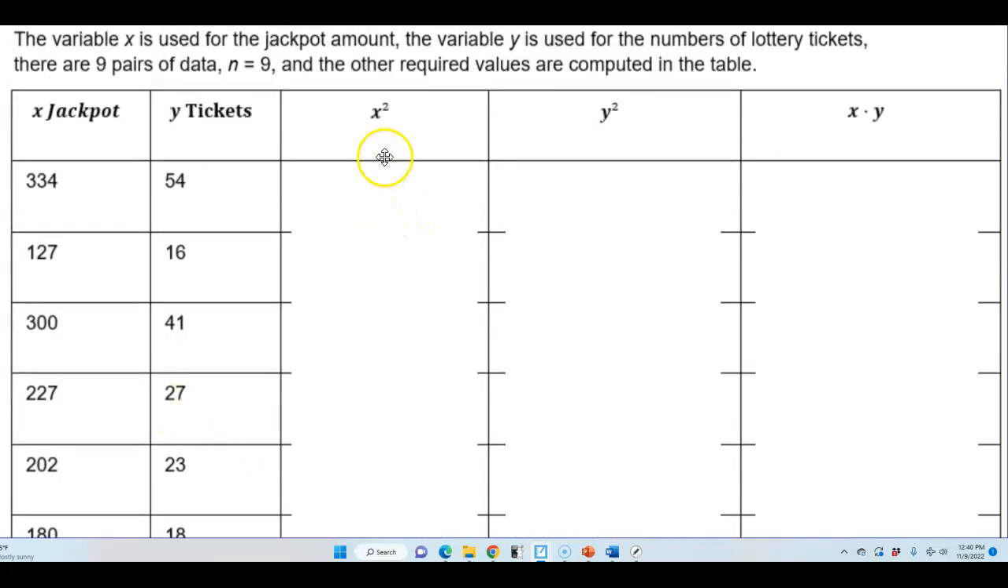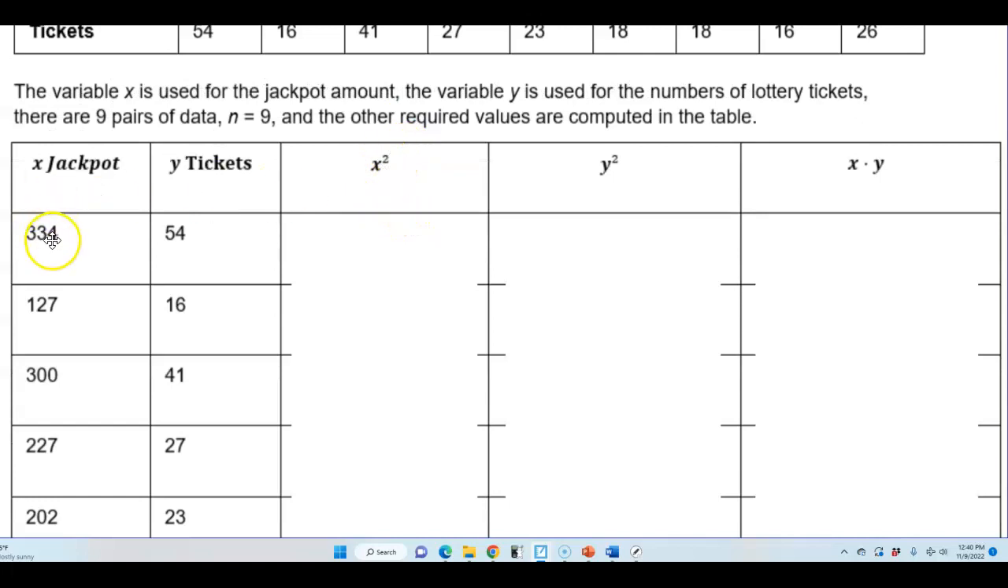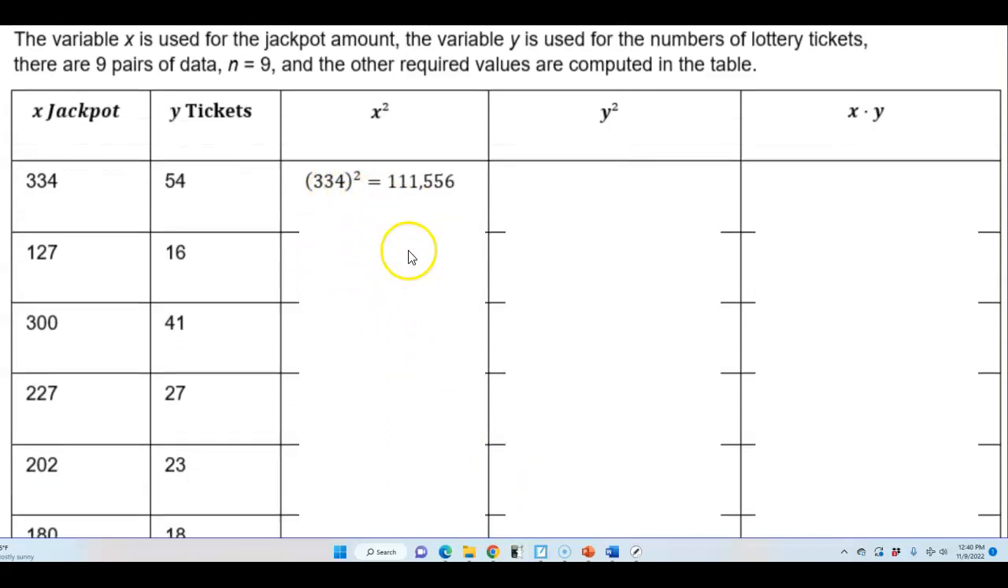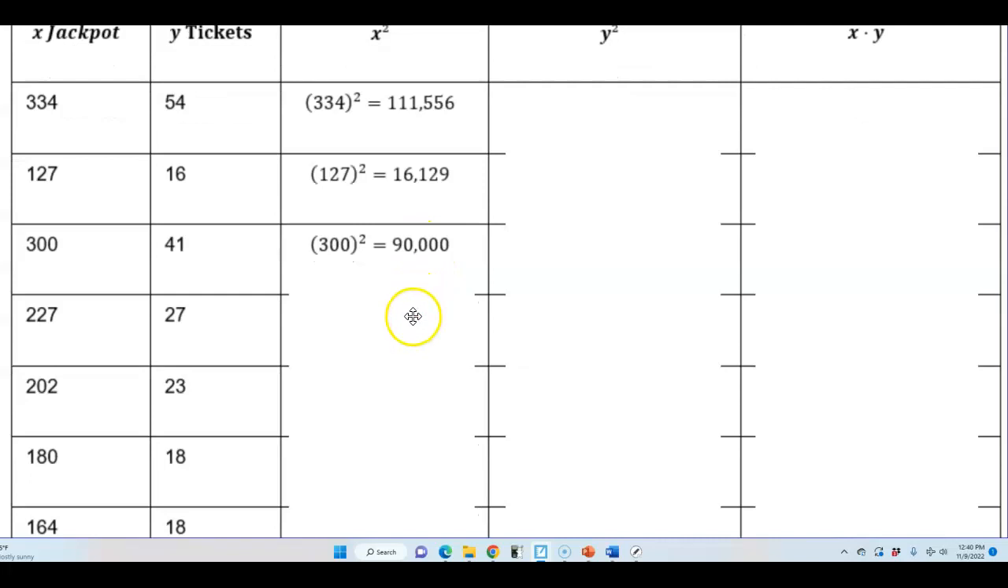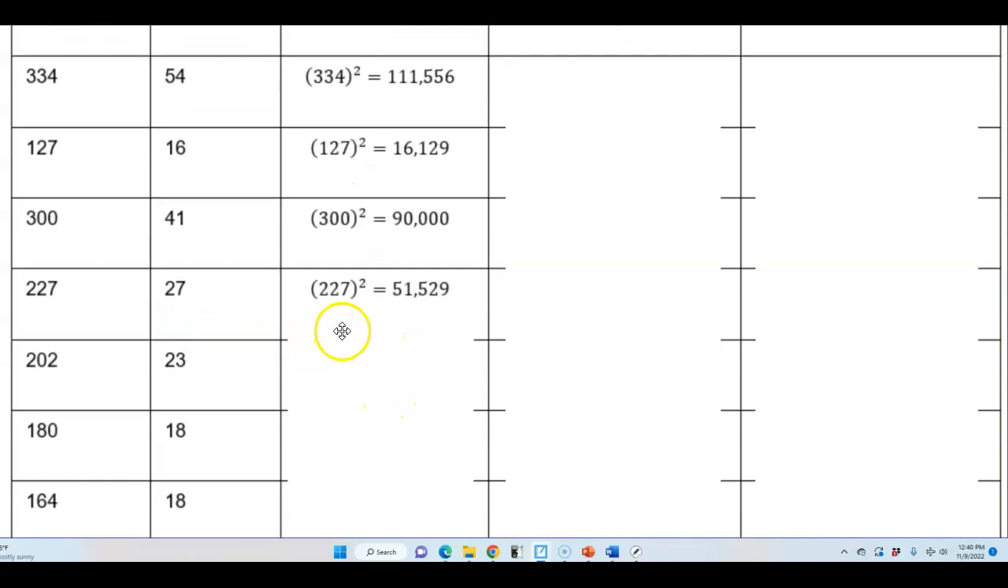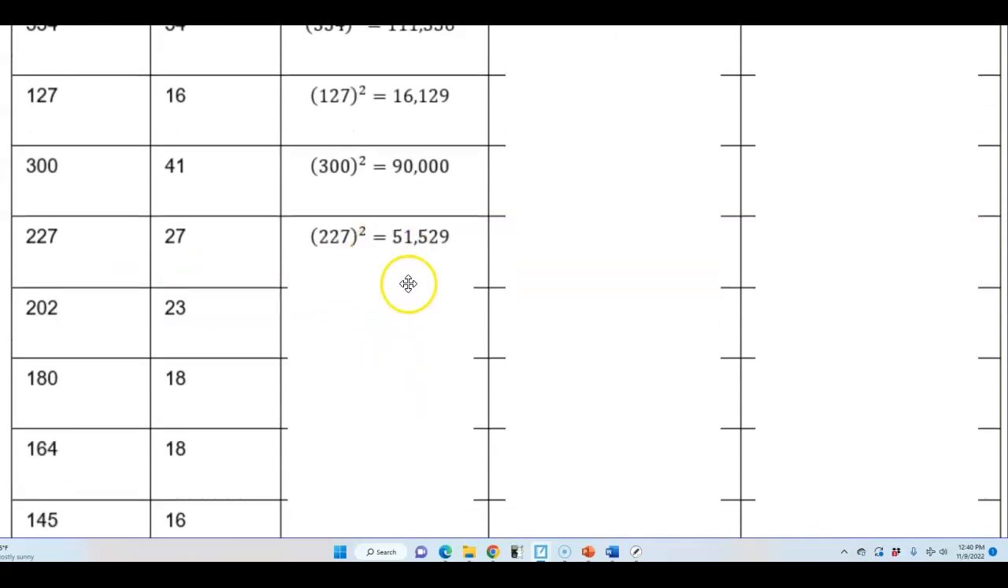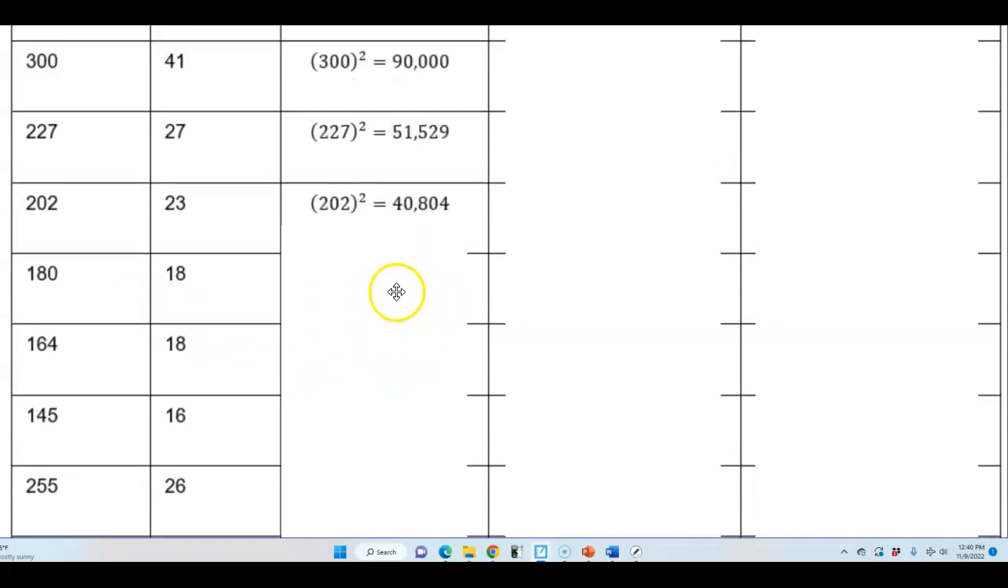Now we're going to create a column called x squared. We're going to take each value of x and square it. Let's take a look at the first one. If we take 334 and square it, we get 111,556. If we take 127 and square that, 16,129. If we take 300 and square that, we get 90,000. If we take 227 and square that, we get 51,529. If we take 202 and square that, we get 40,804.